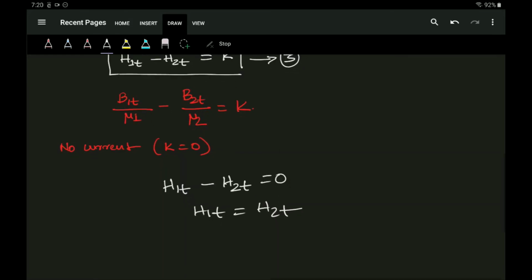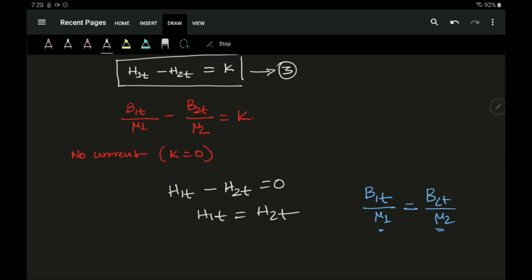And if you see the B vector, or the magnetic flux density, the magnetic flux density will be discontinuous. How? Because B1t by mu1 is equal to B2t by mu2, which is obviously discontinuous because it is varying with respect to the permeability of the medium. Hence, these are the boundary equations for my magnetic field intensity and magnetic flux density in both the normal component and the tangential component.